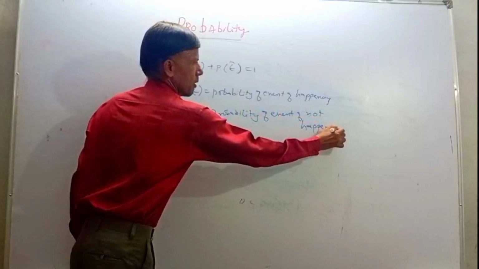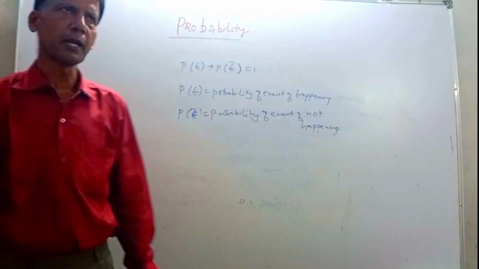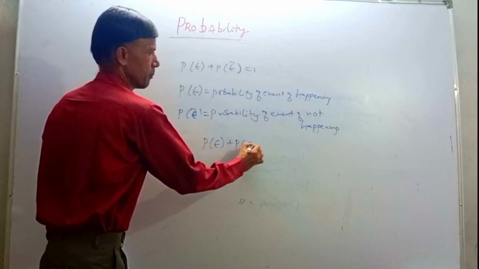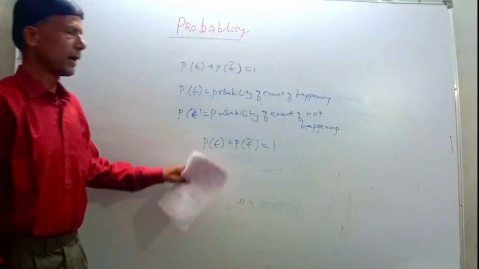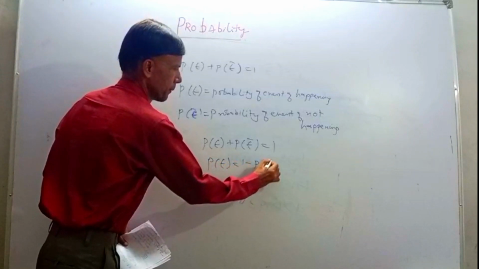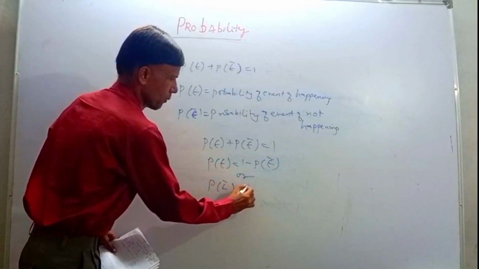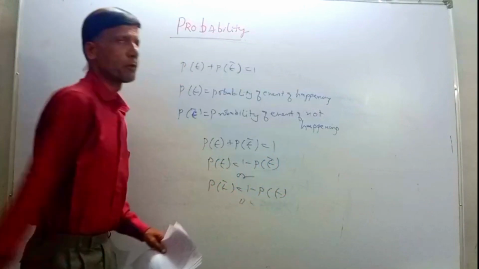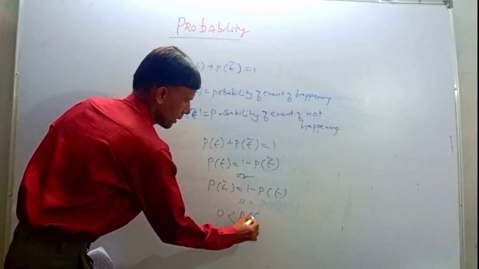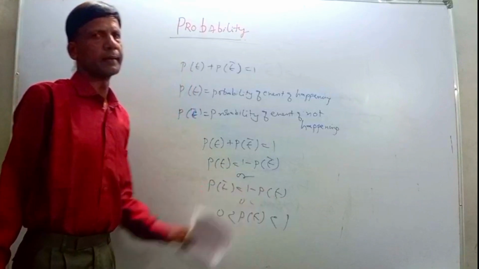The sum of the probability of the event happening and the event not happening is equal to 1. So P(E) plus P(E bar) is equal to 1. By this equation, P(E) is equal to 1 minus P(E bar), or P(E bar) is equal to 1 minus P(E). And the probability of an event happening lies between 0 and 1.